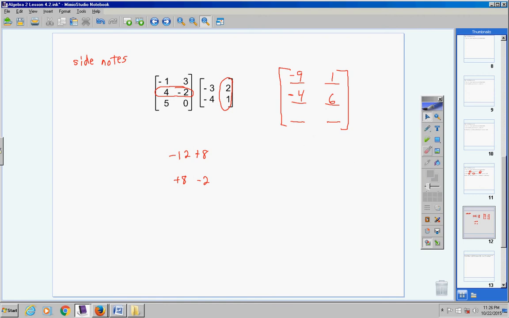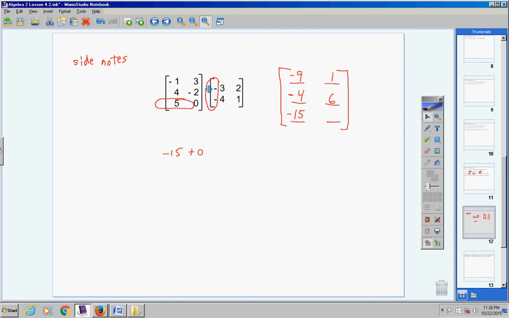Now, you are done with this row right here, because you've multiplied it times every column, so you know you're done. So we'll go to the next row and we'll start all over again. Here we go. First number times first number. Second number times second number. And that would give you a -15 if you combine those. Now, I took this row times this column, so now we're going to move to the next column.